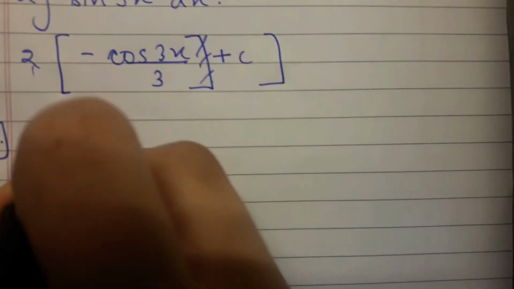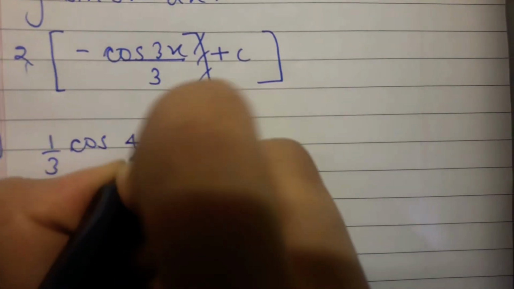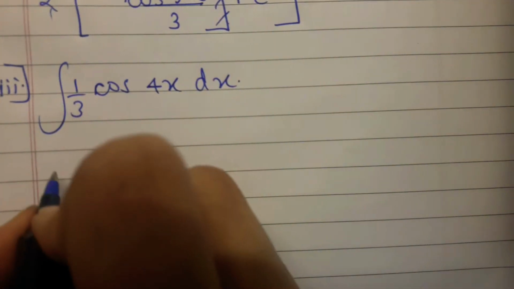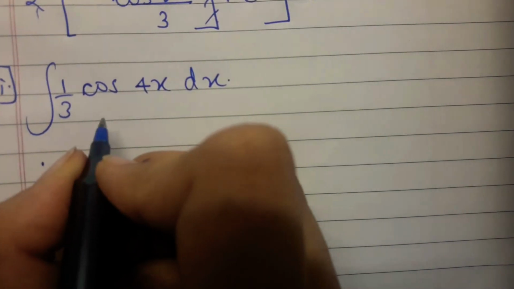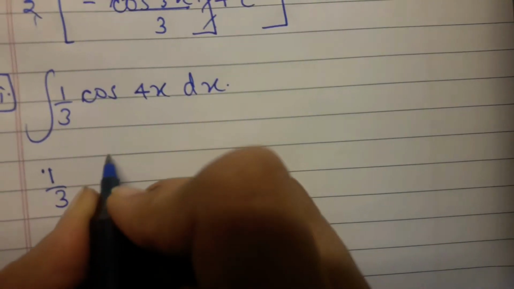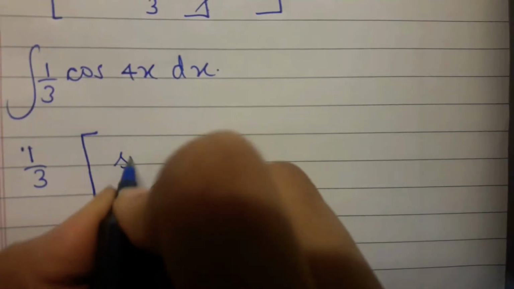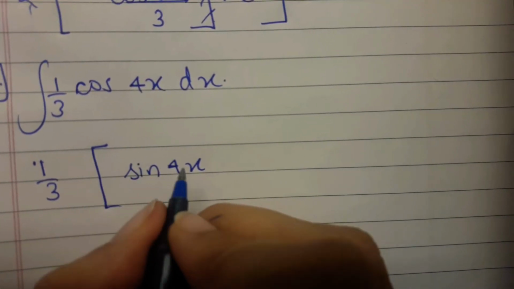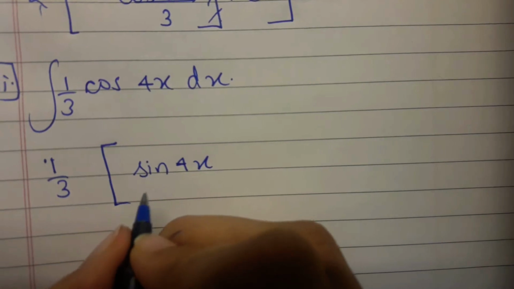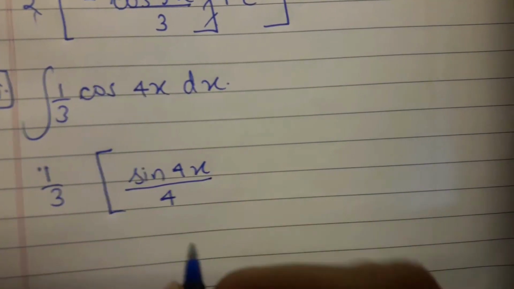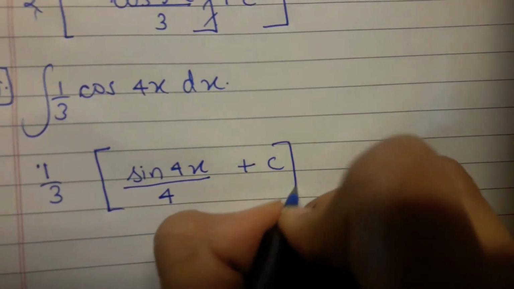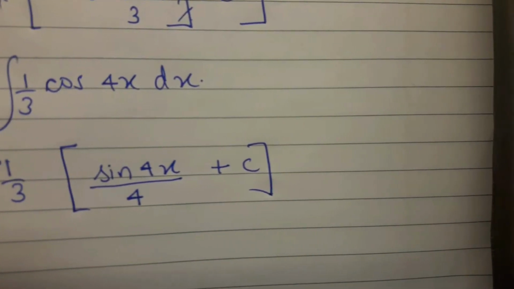The third question is 1 by 3 cos 4x. To solve this, we don't need to put 1 by 3 inside the integral sign. We can take it outside. And to integrate cos 4x, we know that we'll be having sine 4x because the differentiation of sine 4x is cos 4x. But we would also get a 4 as the coefficient, which is why we need to put a 4 in the denominator so that they cancel each other out. And then remember to add the plus c. This is what we often tend to forget.